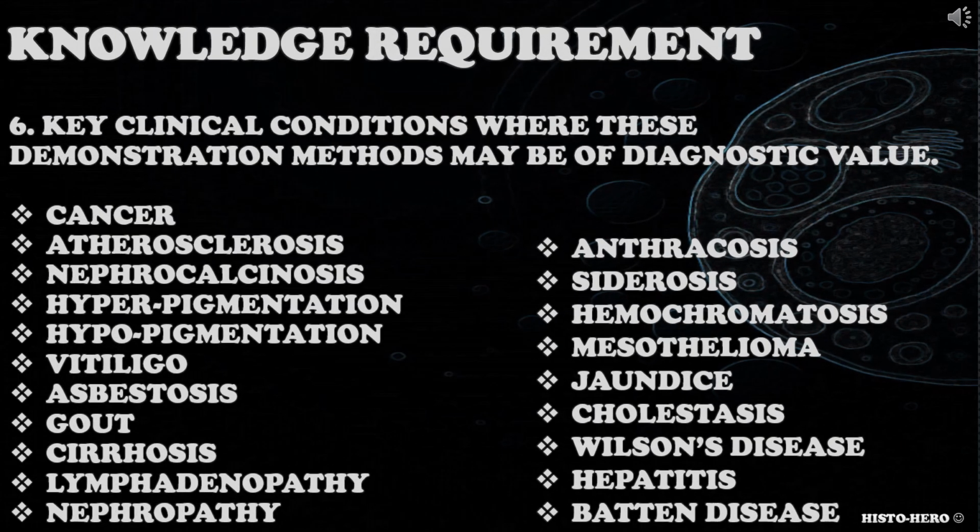The sixth knowledge requirement is for you to know the key clinical conditions where these demonstration methods may be of diagnostic value. What clinical conditions can be detected by using demonstration methods for pigments and minerals? What is their diagnostic value? Consider Wilson's disease and copper, hemochromatosis and iron, mesothelioma and asbestos, melanoma or vitiligo and melanin, jaundice and bile pigments, Batten disease and ceroid, lymphadenopathy and tattoo pigments, gout or nephropathy and urates.